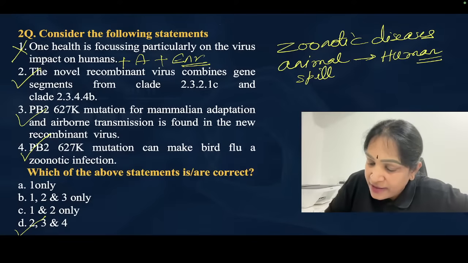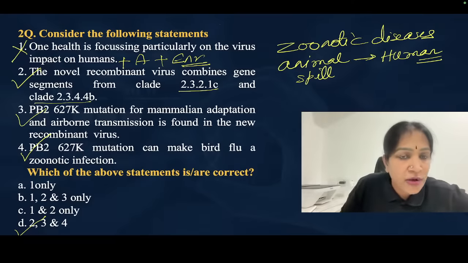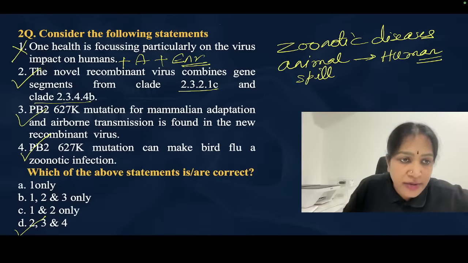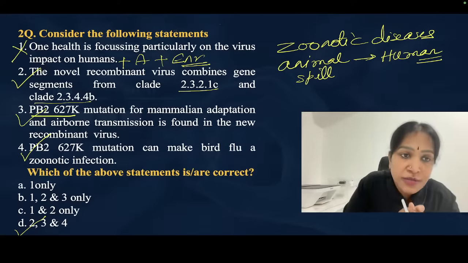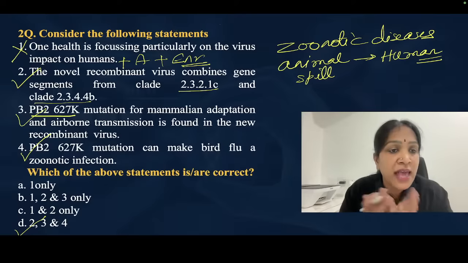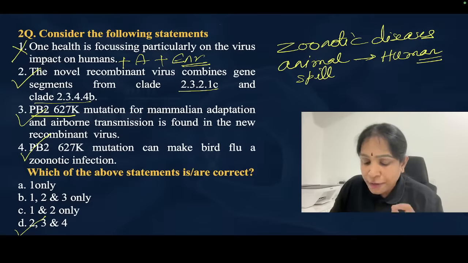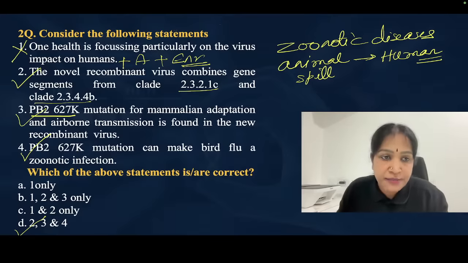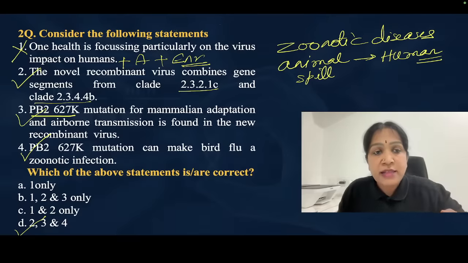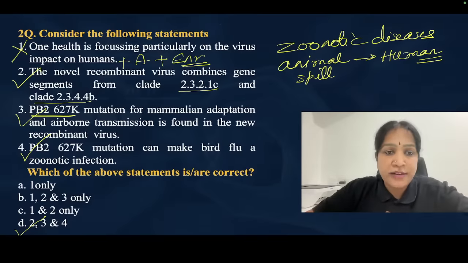The recombinant virus combines the gene segments from the two clades. Yes, correct. That is the reason why we call it the reassortant virus or the recombinant virus. That recombinant virus has this mutation, and because of that only, it is capable of easily adjusting in mammals. Correct. Fourth statement, the PB2-627K mutation can make bird flu a zoonotic infection. Yes, because of this mutation, the virus can easily spill over from birds to human beings. So the correct answer is 2, 3, 4. Very good. Thank you so much for the active participation.